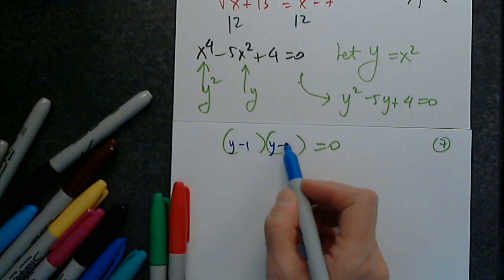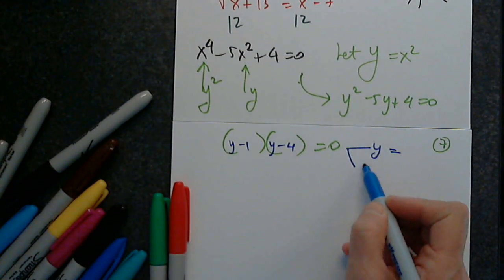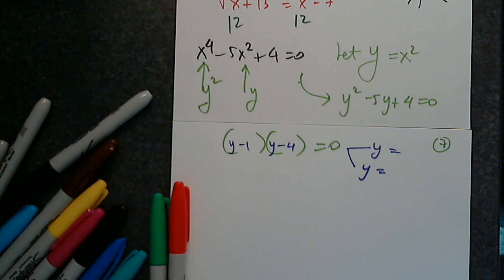So y minus 1, y minus 4. So we have two options for y. Although no one cares about y. We do. We still have to present the answer in x. So what do we get for y?